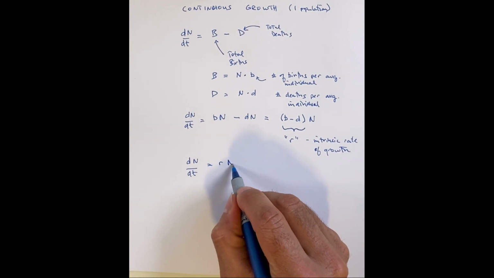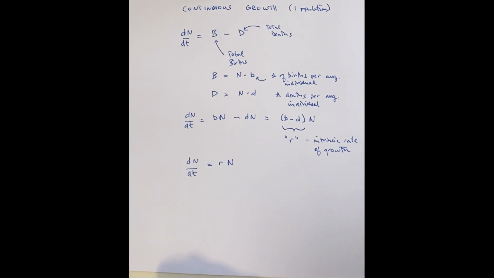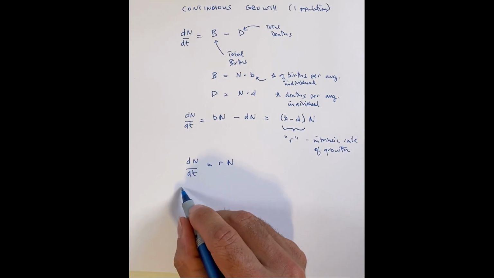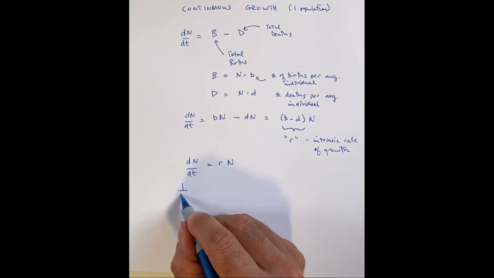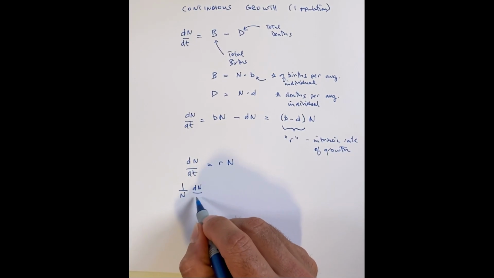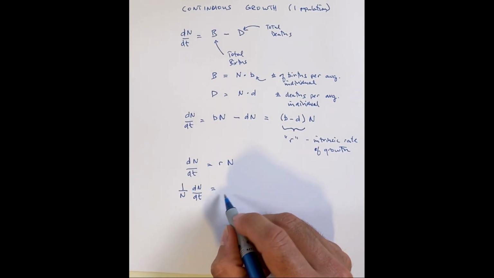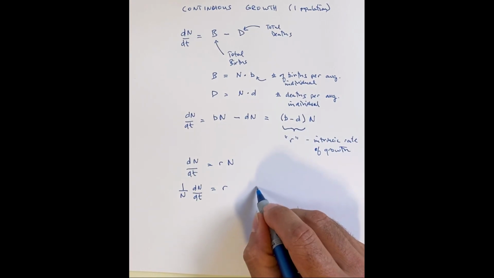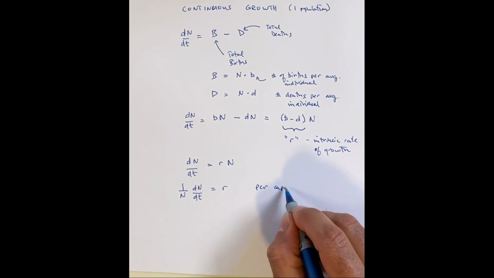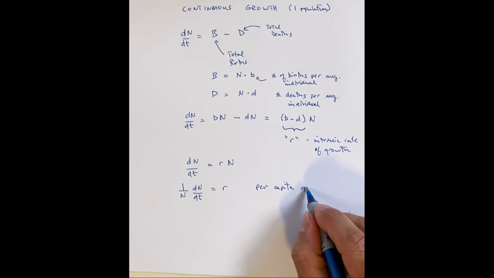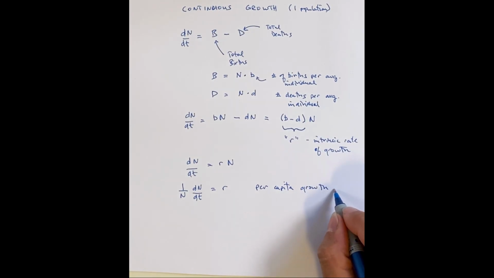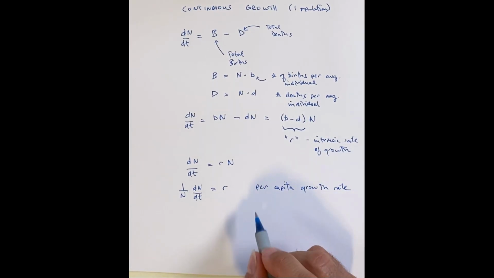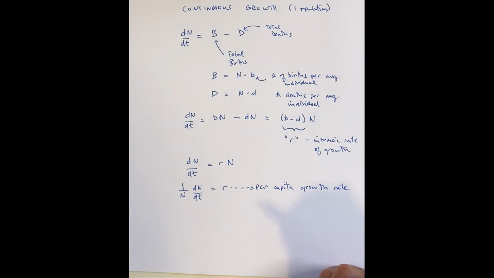So the rate of growth, dN/dt, is equal to little r times N. We can express little r as the per capita rate of change. If we divide both sides by N, you can see here that little r is the rate of change, dN/dt, divided by N, which means per head, per capita. So that's another interpretation of what little r means. It's the per capita rate of increase.